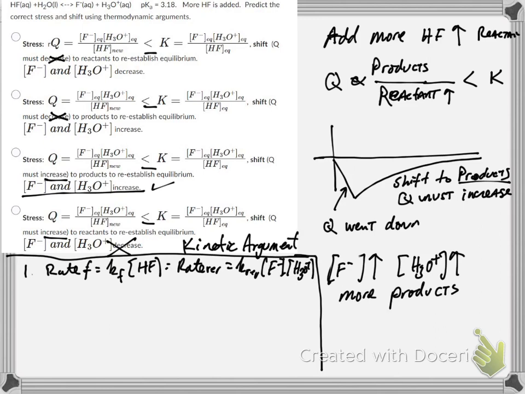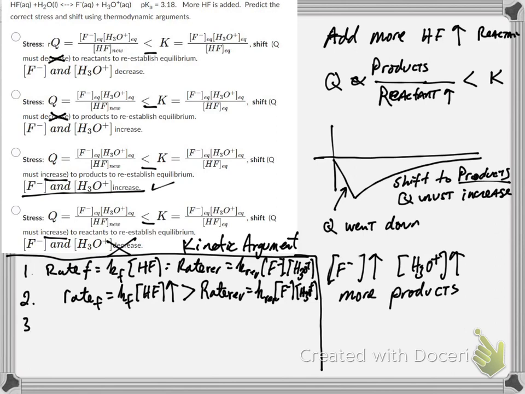All right, so that's it. And now what are we doing? We're adding reactant, so that means the rate forward has just gone up, because HF just went up, and it's running much faster than rate reverse. Because k, nothing's changed here. We didn't add products, we just added reactants. So rate forward is going up.